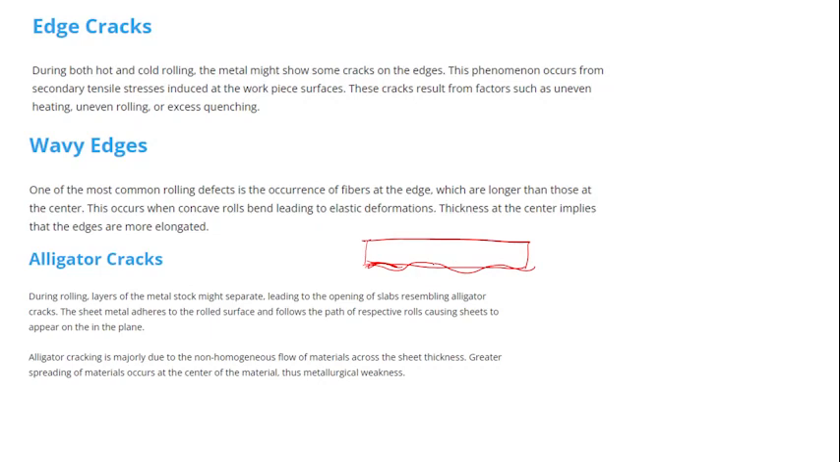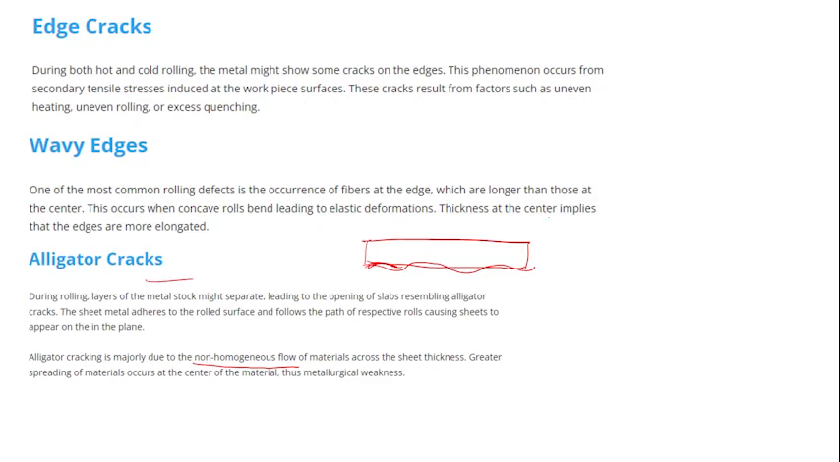Then the alligator cracks also. This is not so common, but it is common in sheet metal or continuous casting. This is because of non-homogeneous flow of material. So these are small words that you should know. Mostly in GATE, two types of questions they will ask you. They will give you different defect names, and they will ask you in what kind of forming process, what kind of defects will be formed.